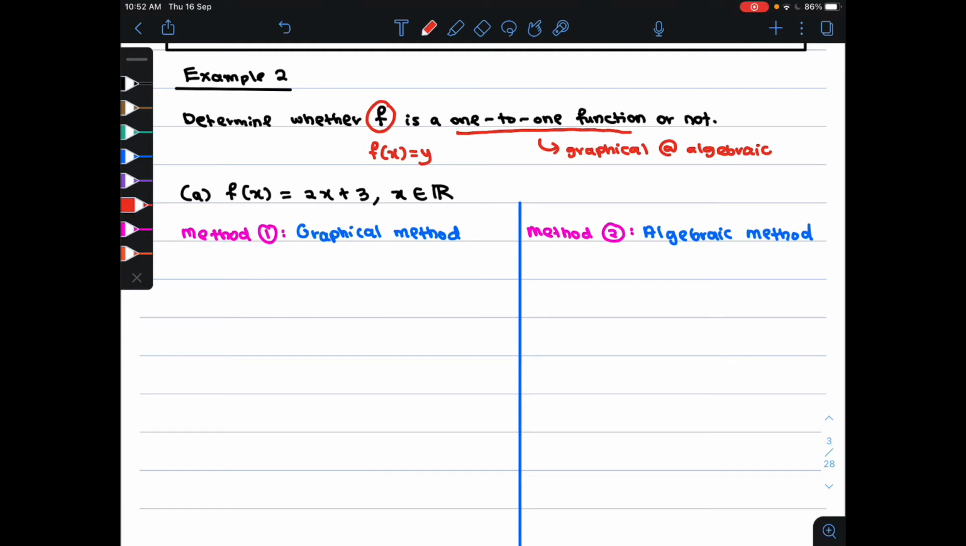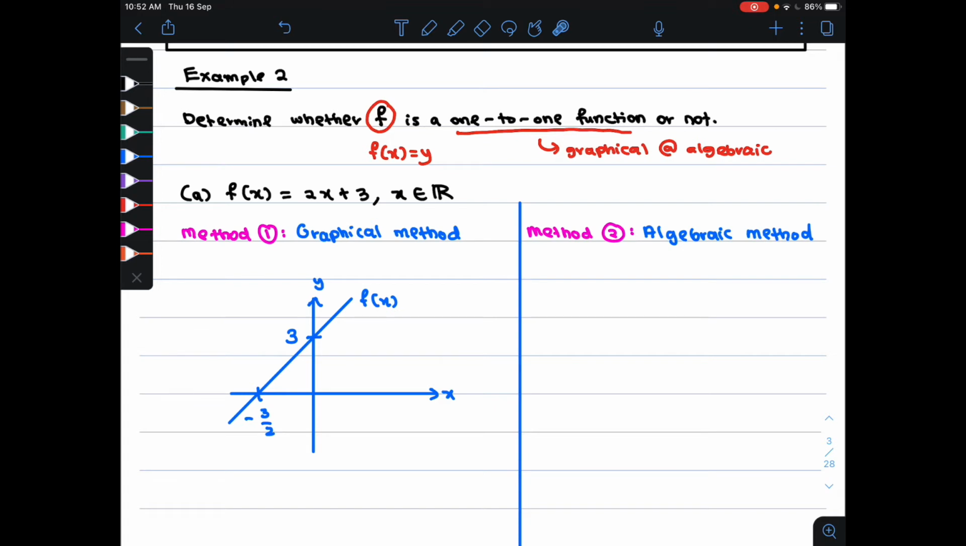We have f(x) equal to 2x plus 3, where x is an element of R, iaitu real number. So, maksudnya, x can be any number in the number line, in real number line. So, let's use method 1, which is graphical method. Okay, graphical method maksudnya kamu lukis graph f(x) kamu. Alright? So, this is the graph of y equal to 2x plus 3.